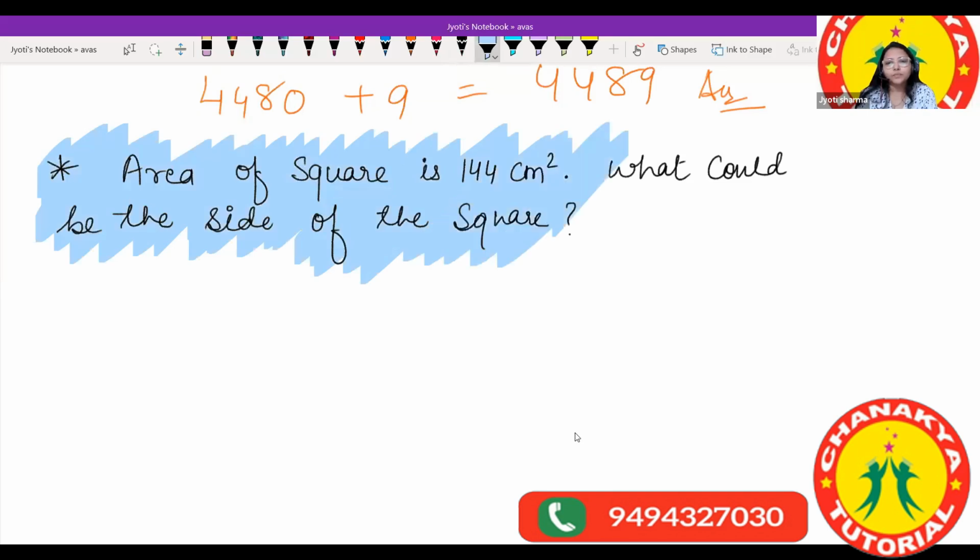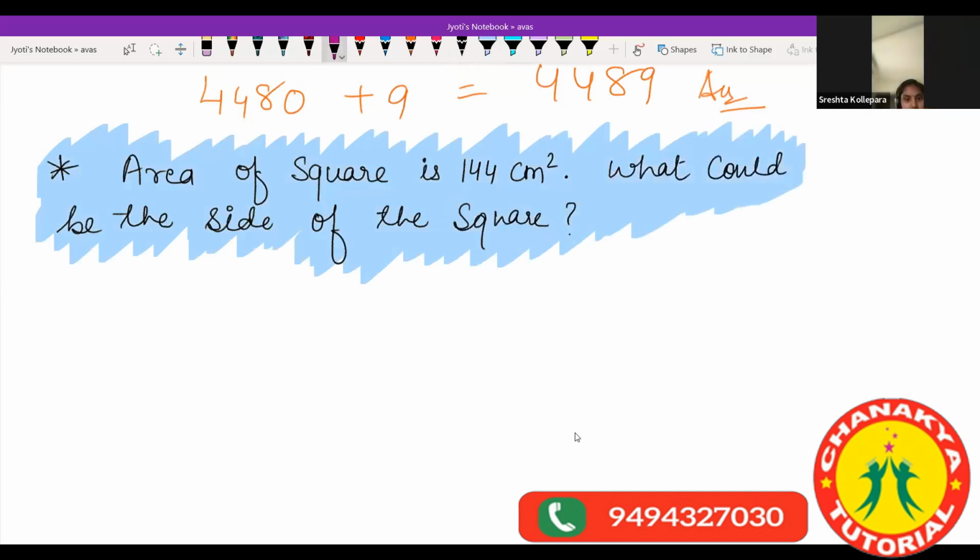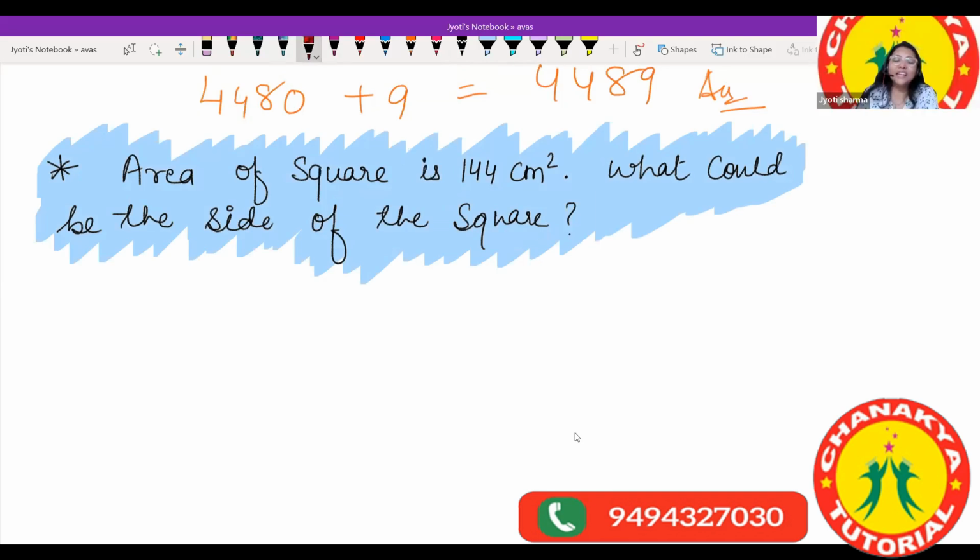Twelve, ma'am. But how do you know? Ma'am, because it's square root. The square root of 144 is 12. So when you multiply a number by itself, what is the area of a square?